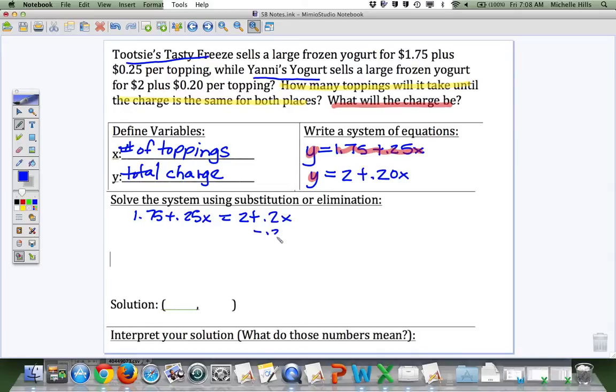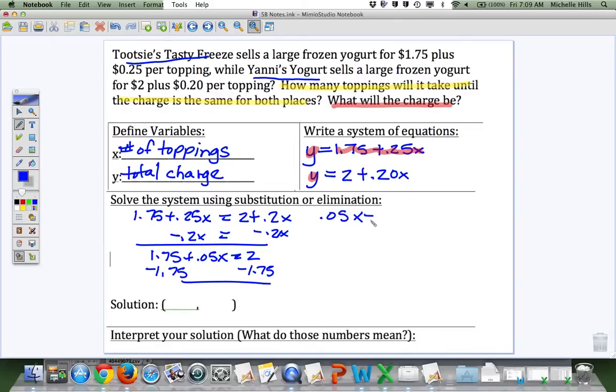I'm going to subtract 0.2x to move my x to the left. And I'm going to get 1.75 plus 0.05x equals 2. Subtract my 1.75. So 0.05x equals 0.25. And divide both sides by 0.05 to solve for x. And x equals 5. So, how many toppings will it take until the charges are the same for both places?